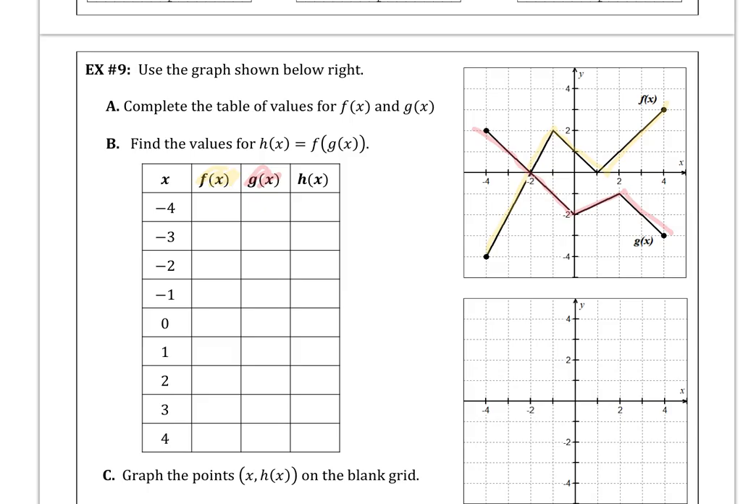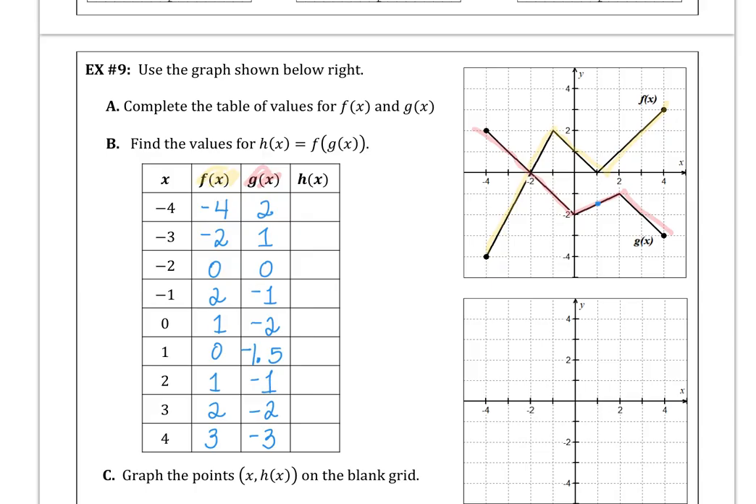So f of x, going pretty quick. We got -4, -2, 0, 2, 1, 0, 1, 2, and 3. G of x is 2, 1, 0, -1, -2. Let's see, the g of 1, what is that, -1.5, -1, -2, and -3.